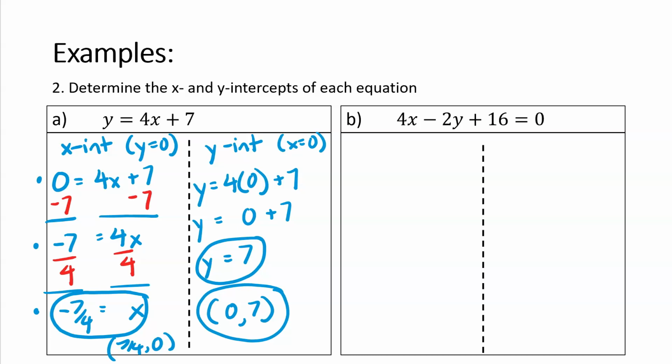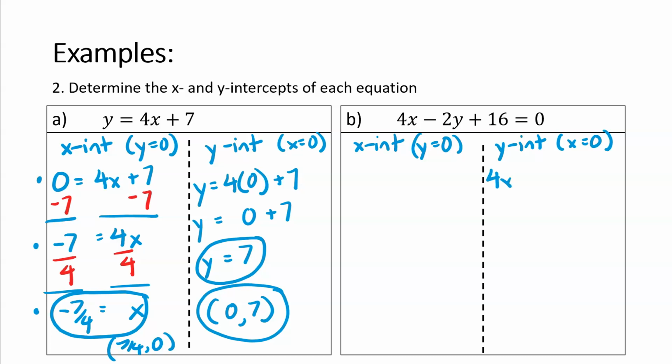For the next equation, again, we'll do x-intercept on the left, y-intercept on the right. Reminder, the y-intercept occurs when x equals 0. The x-intercept occurs when y equals 0. Let's start with the y-intercept again.